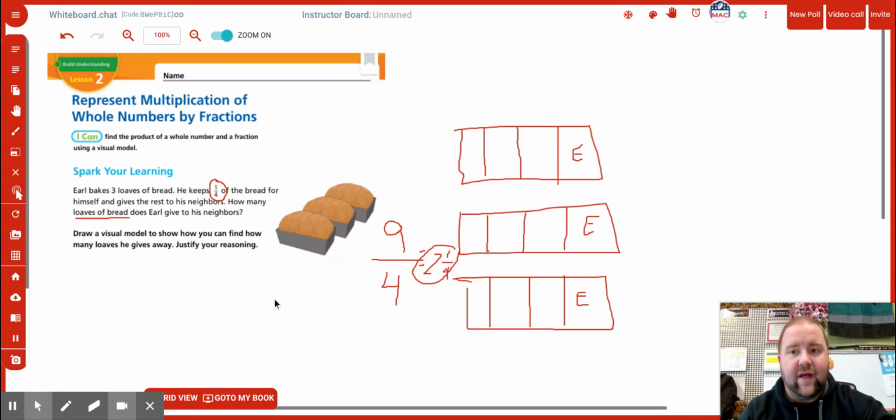So in this problem, the biggest thing for us to understand is that when we have the whole number, we're going to draw the whole number, and then we're going to look at our fraction. This one was fourths, so we're going to break it up into fourths.